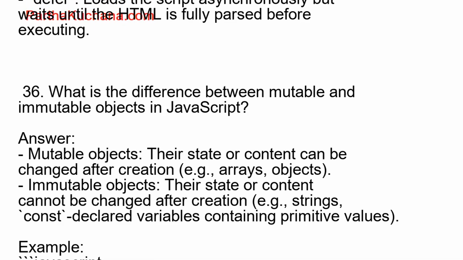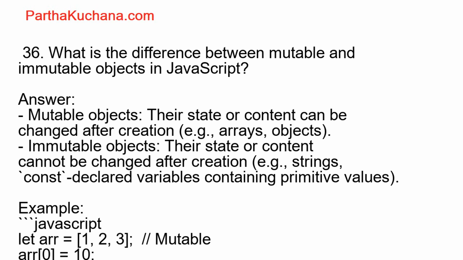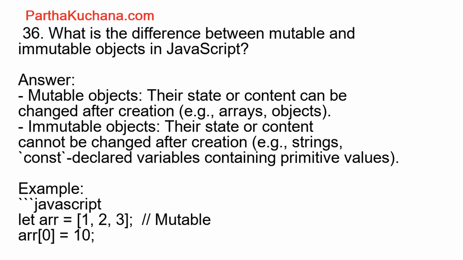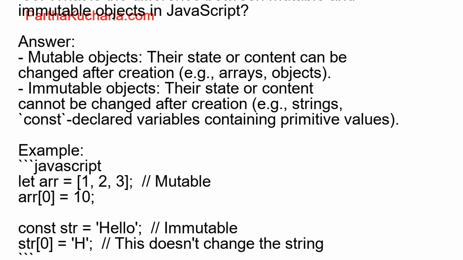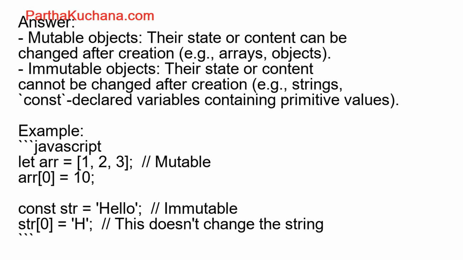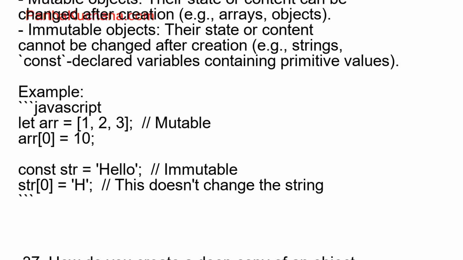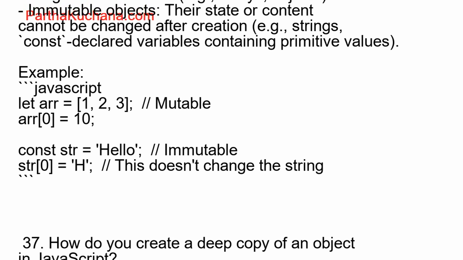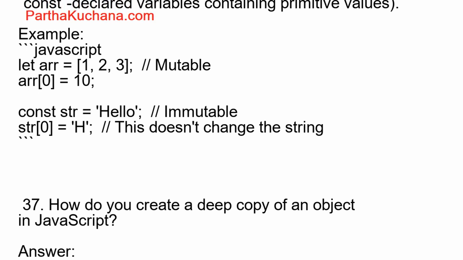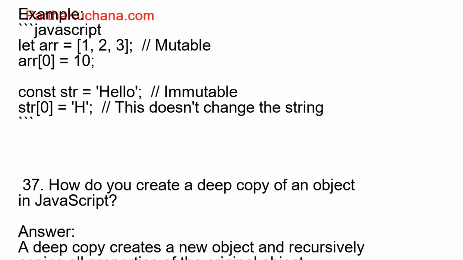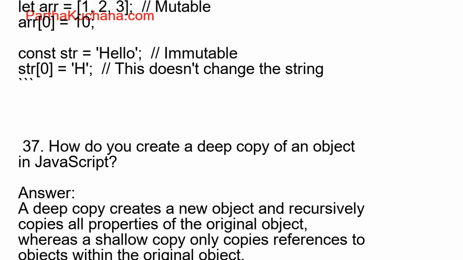38. Explain the concept of event delegation. Answer. Event delegation is a technique in JavaScript where a single event listener is added to a parent element to manage events triggered by its children. This reduces the need to add many individual event listeners. Example, JavaScript. document.getElementById(parent).addEventListener(click, function(event) { if (event.target && event.target.nodeName == button) { console.log(button clicked); } }).